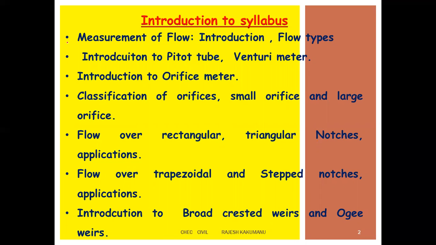The topics covered in this unit 4 are, first, measurement of flow: introduction to the measurement of flow. Next, the various types of flows, classification of various types of flows. In the measurement of flows, we have seen various types of flows. In unit 3 also, we saw laminar flow and turbulent flow. In the same way, we have seen various types of flows in unit 2.